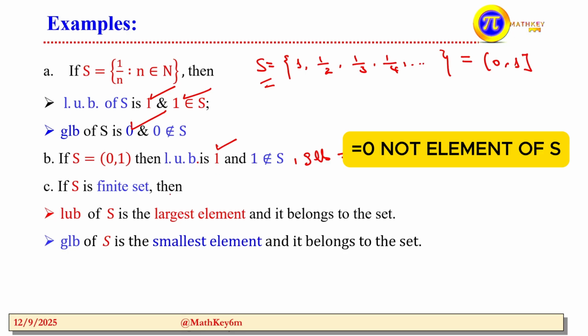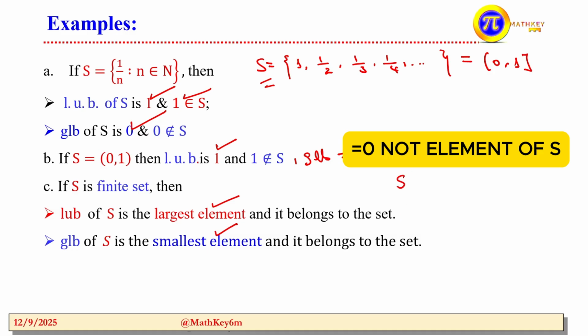If S is a finite set, then the LUB of S is what? The largest element, and it belongs to the set. The greatest lower bound of S is what? The smallest element, and it belongs to the given set S. You have to take a different example for this one.